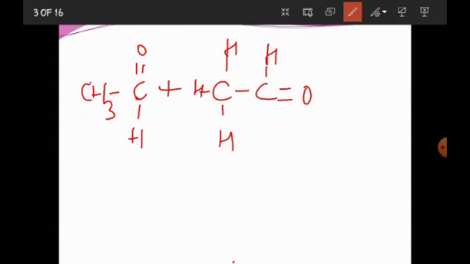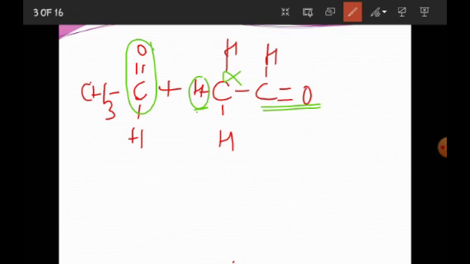See, the alpha hydrogen of one molecule becomes attached to the carbonyl carbon of the other. So this is the carbonyl carbon and this is the alpha hydrogen. You need to write it in such a way that these two face each other. Remember, this is the carbonyl group, this is the alpha carbon, and this is the alpha hydrogen.